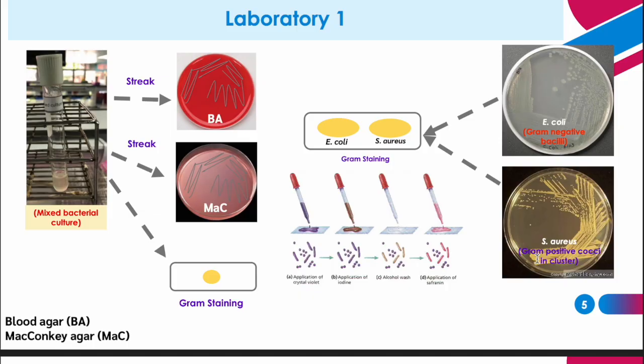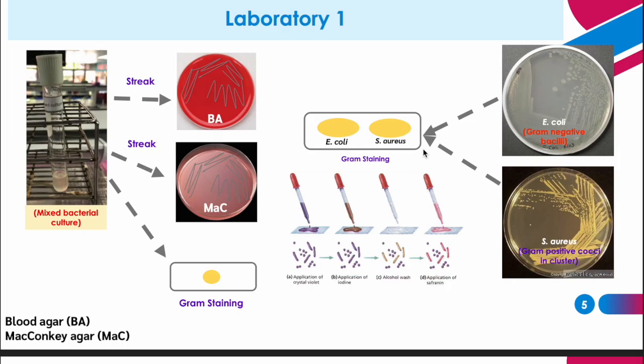What are you going to do with these? For the mixed bacterial culture, you need to streak it on blood agar and MacConkey agar, and smear it on a glass slide to prepare a gram stain. For the E. coli, gram-negative bacilli in the petri dish, you need to do the gram stain as well, along with the Staphylococcus aureus.